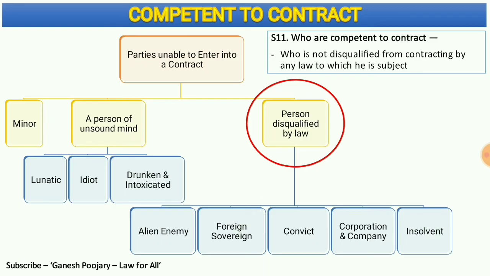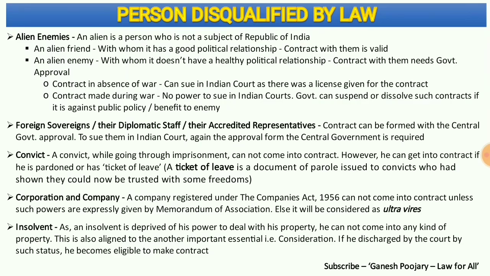It is mentioned that a person is competent if he is not disqualified from contracting by any law to which he is subject. That means a person to be qualified to enter into any kind of valid contract should not be disqualified by any law. Who are the persons who are disqualified by law? They can be an alien enemy, or a foreign sovereign, or a convict who is serving jail time, or a corporation and company, or an insolvent. Now we are going to understand in detail all these 5 concepts of who are disqualified by law in my next slide. The first element that we are discussing under person disqualified by law is alien enemies.